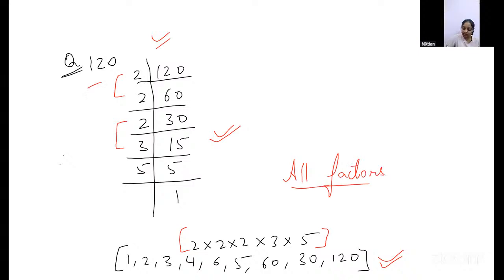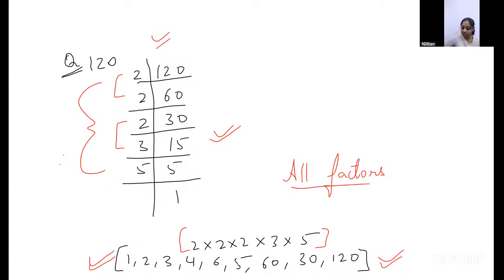We have to multiply these numbers among themselves, like 2 into 2, 2 into 2 into 2, and 2 into 3. Like that, you have to multiply them among themselves. Then you will get all the factors of the particular number.